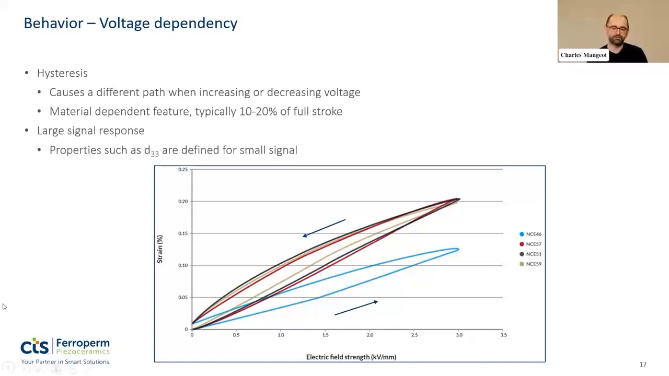So you can see here, for example, the D33 is small signal. So it's basically the slope of the curve around the origin here. And you can see for some of the materials that the response is increasing significantly with the field. This is how you get larger displacement than what you would normally calculate from the D coefficients.